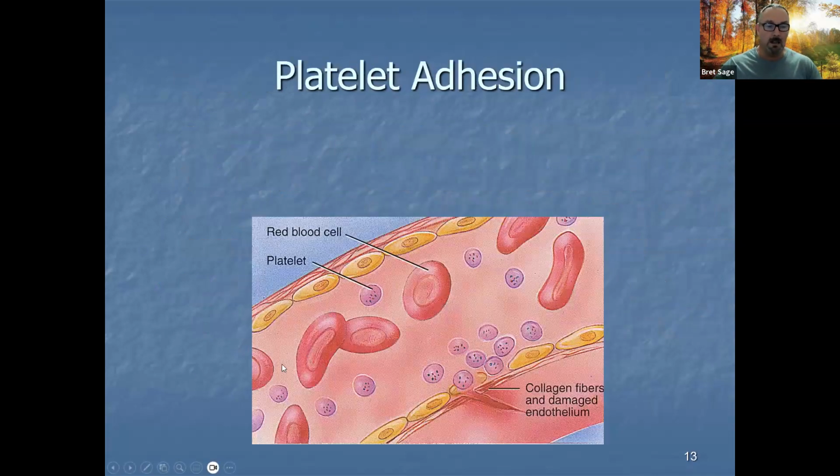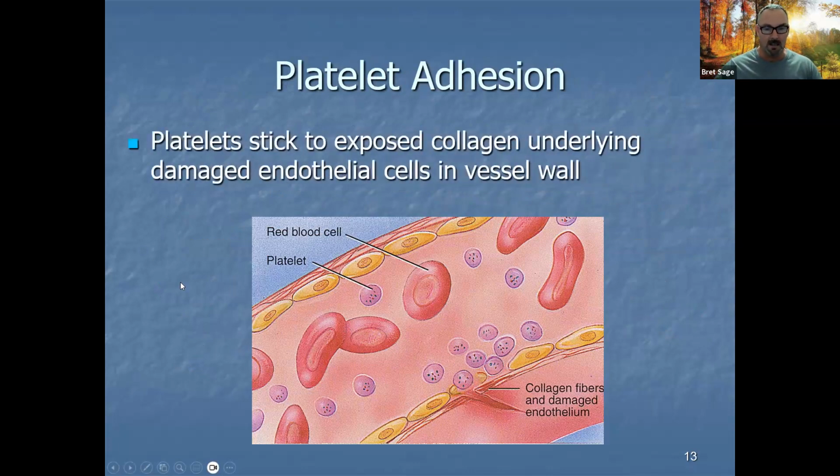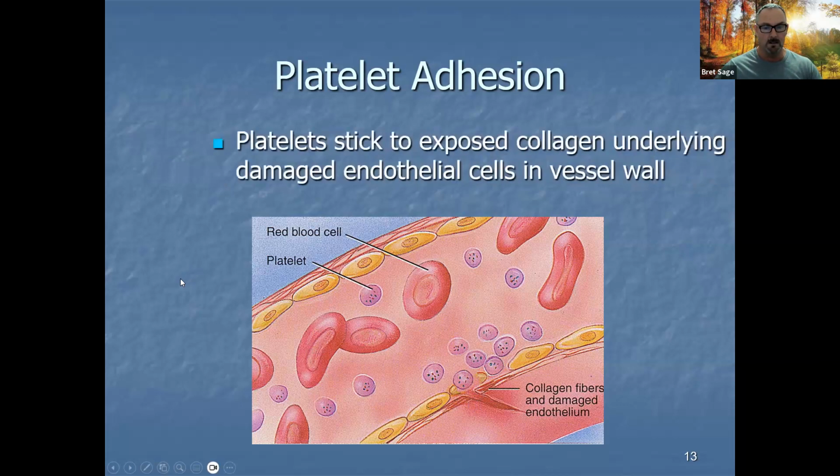Okay, how do platelets work? Well, platelets are here and they normally don't stick to the inside of blood vessels. Platelets stick to exposed collagen underlying damaged endothelial cells in a vessel wall. So when a vessel wall gets damaged, collagen becomes exposed and the platelets start to stick to it. This is the beginning of the clotting process.